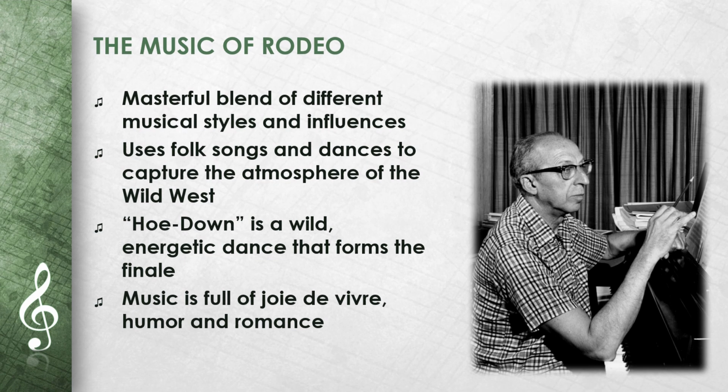Copland's score for Rodeo is a masterful fusion of different musical styles and influences. He uses folk songs and dances such as Sis Joe, If He'd Be a Buckaroo and Hoedown to capture the atmosphere of the Wild West.